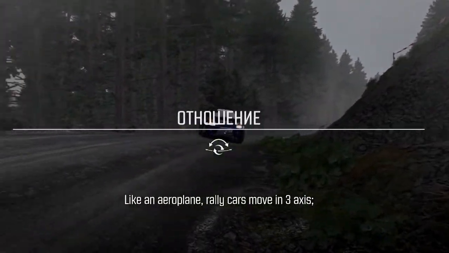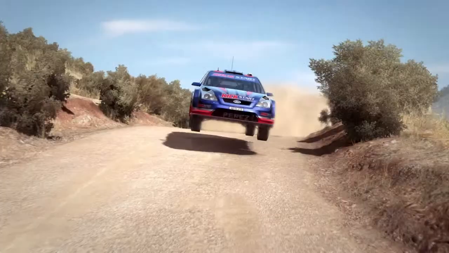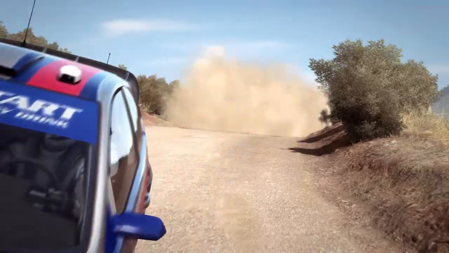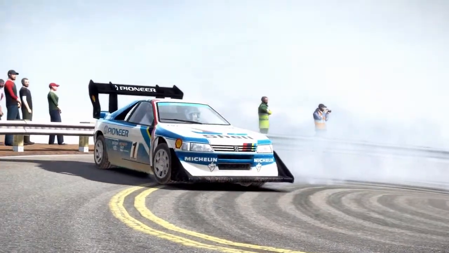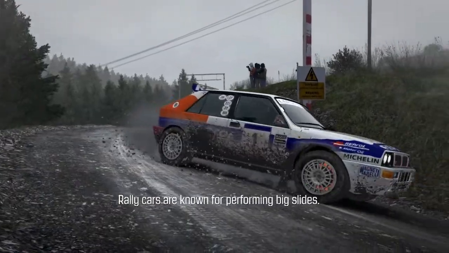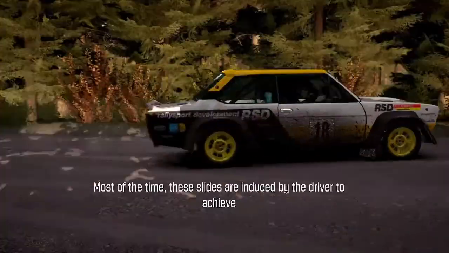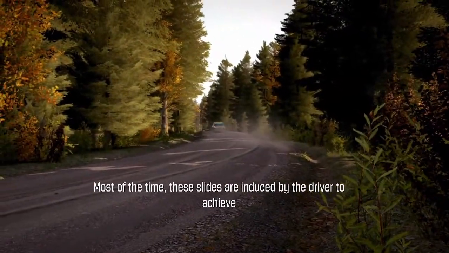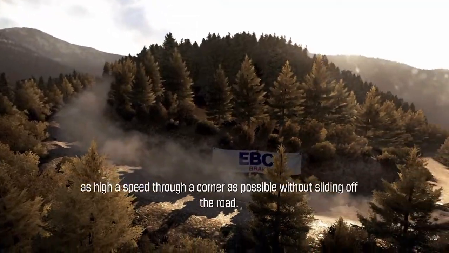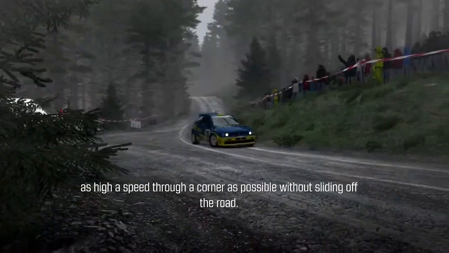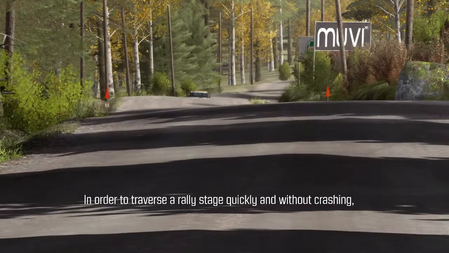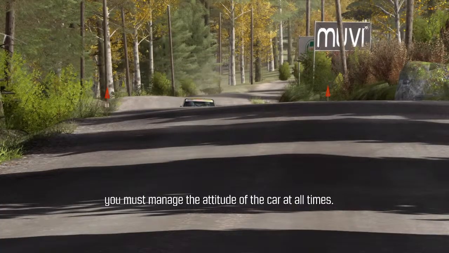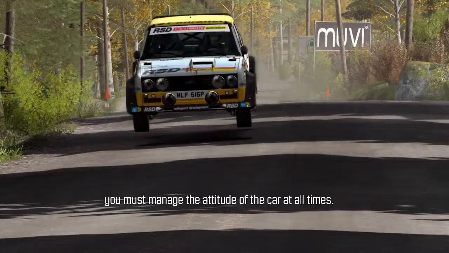Like an aeroplane, rally cars move in 3 axes: roll, pitch, and yaw. Rally cars are known for performing big slides. Most of the time, these slides are induced by the driver to achieve as high a speed through a corner as possible without sliding off the road. In order to traverse a rally stage quickly and without crashing, you must manage the attitude of the car at all times.